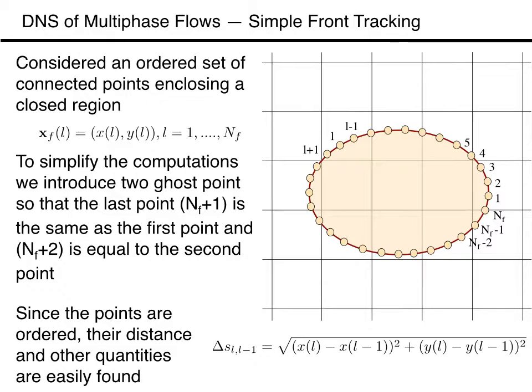To simplify dealing with the first and the last point, we introduce two ghost points on either end, so the total number of points is NF plus 2, and the interface is resolved by points 2 to NF plus 1. The coordinate of point number 1 is set equal to the coordinate of the last point resolving the interface, point NF plus 1, and the coordinate of point number NF plus 2 is set equal to point 2, the first point used to resolve the interface. By using the ghost points, we can treat all the points on the interface in the same way, and then simply update the ghost points in a separate step.